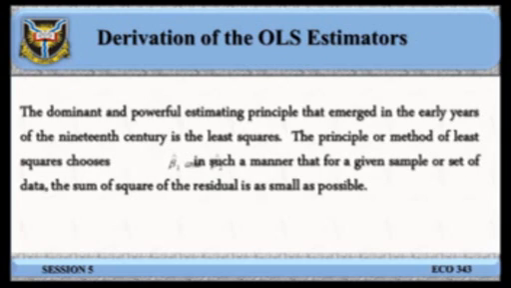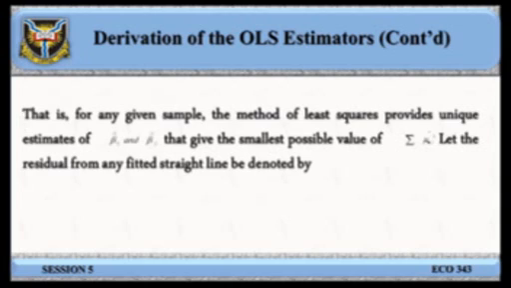Derivation of the OLS estimators. The dominant and powerful estimating principle that emerged in the early years of the 19th century is the least squares. The principle or method of least squares chooses beta 1 estimator and beta 2 estimator in such a manner that, for a given sample or set of data, the sum of squares of the residuals is as small as possible. That is, for any given sample, the method of least squares provides unique estimates of beta 1 estimator and beta 2 estimator that give the smallest possible value of summation ui estimator squared.